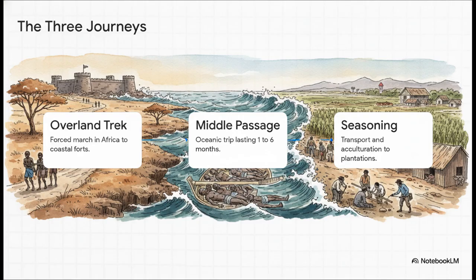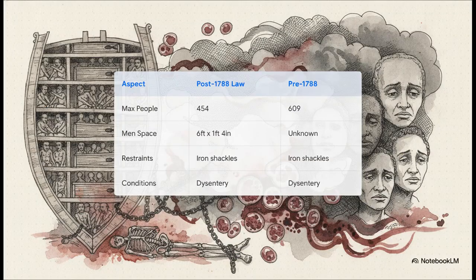Finally, upon arrival, they faced what colonizers called seasoning, a brutal process of acclimatization and transport to their final destination at an American mine or plantation. The conditions on these ships were, frankly, unimaginable. Let's look at the British slave ship Brooks.